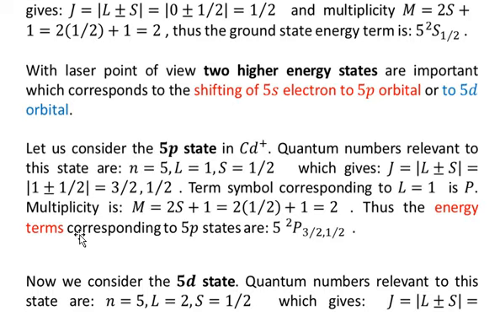Thus the energy terms corresponding to the 5p states are 5 2P3/2 and 5 2P1/2. This 5 is the principal quantum number. This 2 as a P superscript is actually the multiplicity, which is 2, indicating that it is a case of a doublet. That is, two energy terms are present, one corresponding to 3/2 and the other corresponding to 1/2. These are the values of the capital J, that is the angular momentum of the atom, and this capital P corresponds to the value of L equal to 1. So when L is equal to 1, the term that we use is represented by capital P.